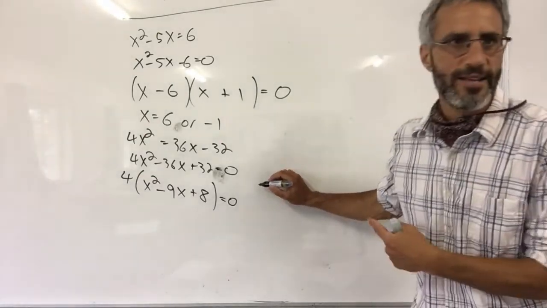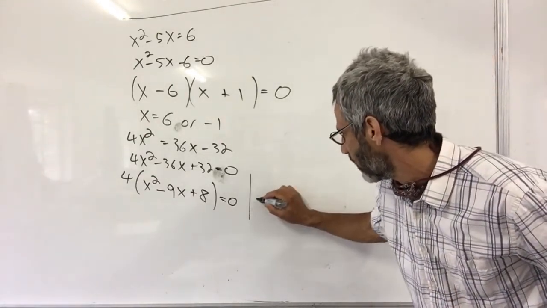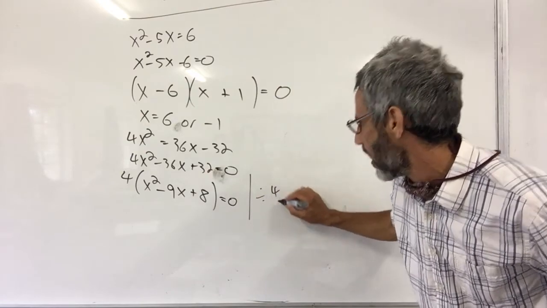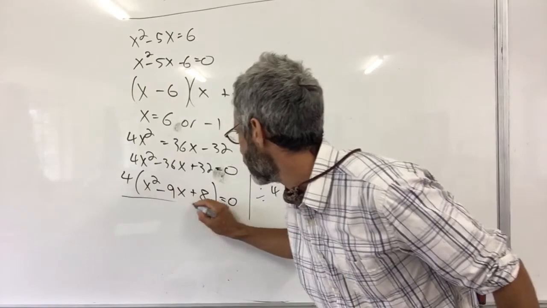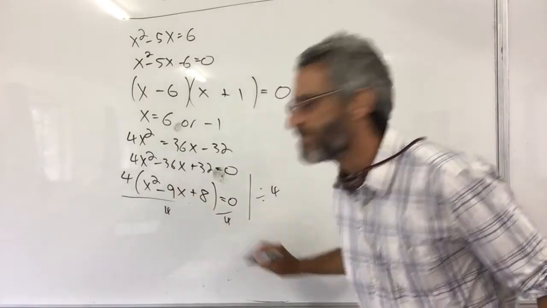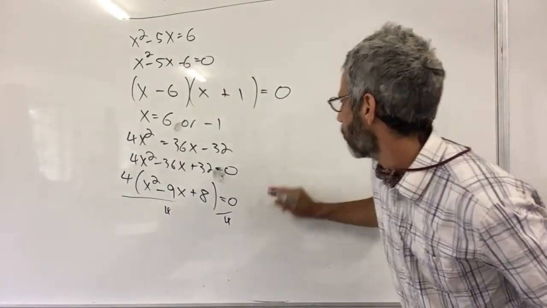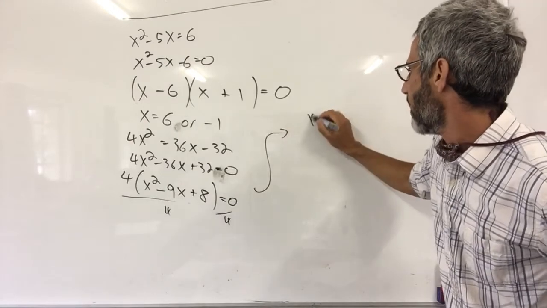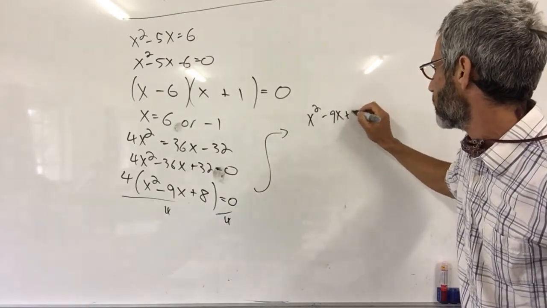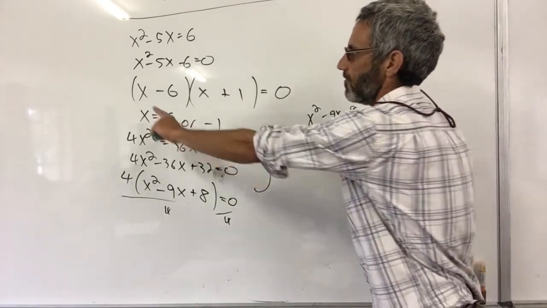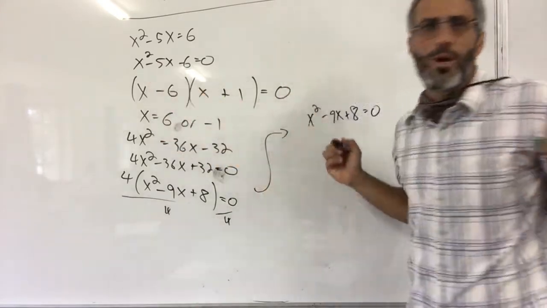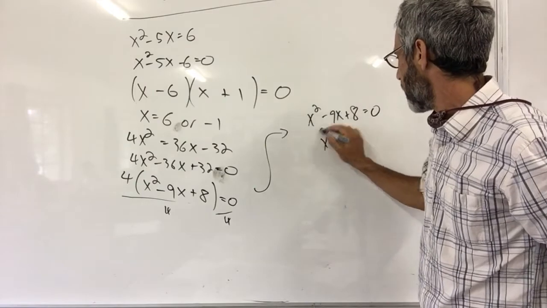I know in South Africa we don't often write it, but if I write this, it means I'm dividing both sides by 4. Normally you see it like this: divide by 4, divide by 4. It's the same thing. So let's rewrite it: x squared minus 9x plus 8 equals 0. Now I got rid of it. X squared is on its own, so I can factorize it again.